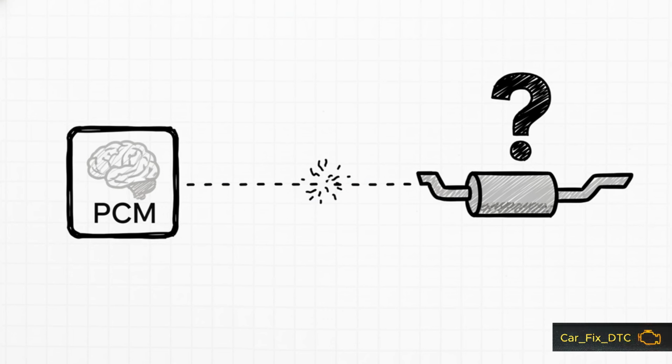Think of it like this. Your car's main computer, which is called the Powertrain Control Module, or PCM, is basically the brain of the operation. It sent out a message, kind of like a text, to a specific part of your exhaust system, and it never got a reply. It's that radio silence that triggers the U1140 code.